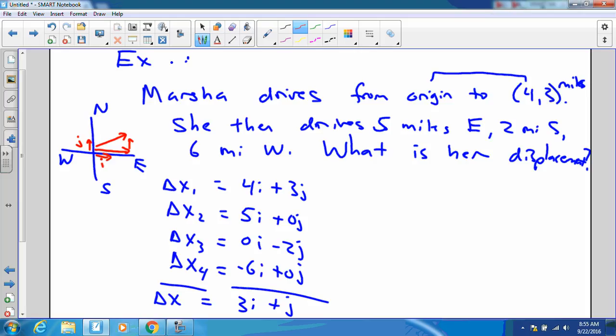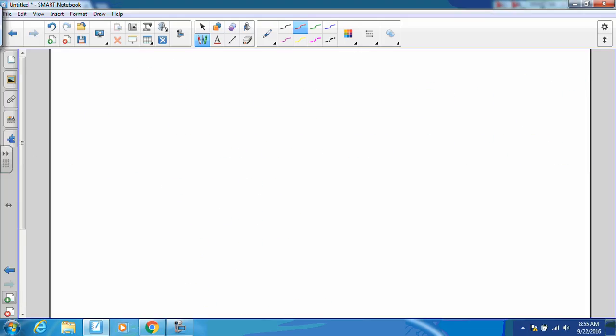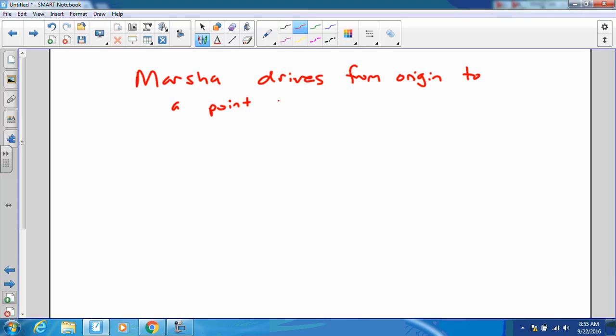Okay, so let's consider now what happens when we have vectors given to us in polar form, which happens often. Marcia drives from the origin to a point 5 miles at an angle of 37 degrees.